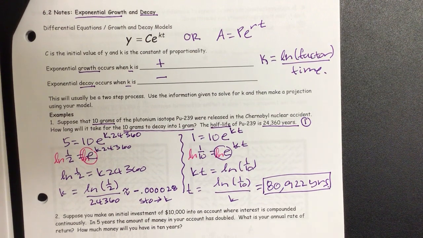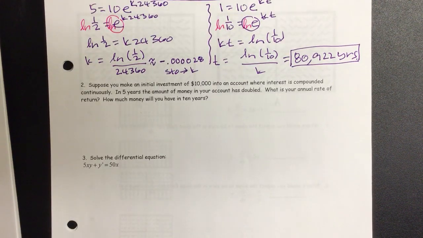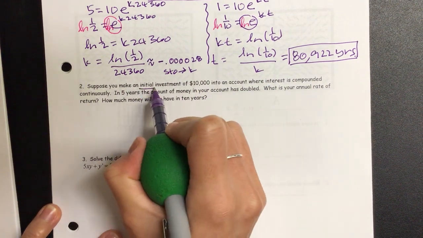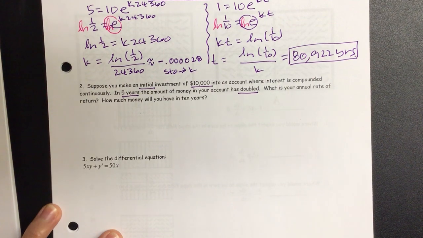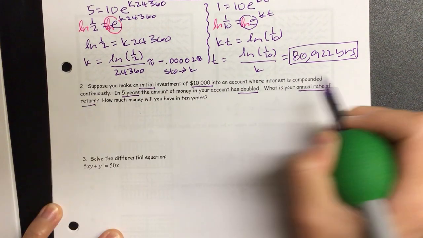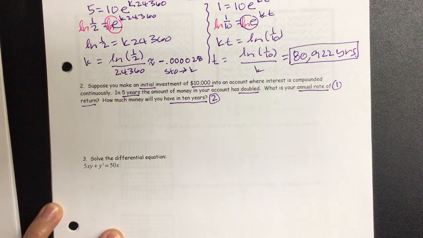All right, Gianta, let's read number 2. Suppose you make the initial investment of $10,000 into an account where interest is compounded continuously. In 5 years, the amount of money in your account has doubled. What is your annual rate of return? How much money will you have in 10 years? So we want to find our annual rate of return, that's step 1. And then in 10 years, how much are we going to make, as our step 2?